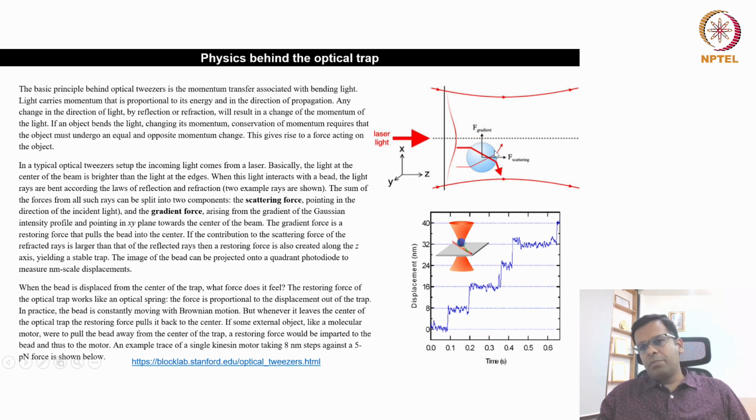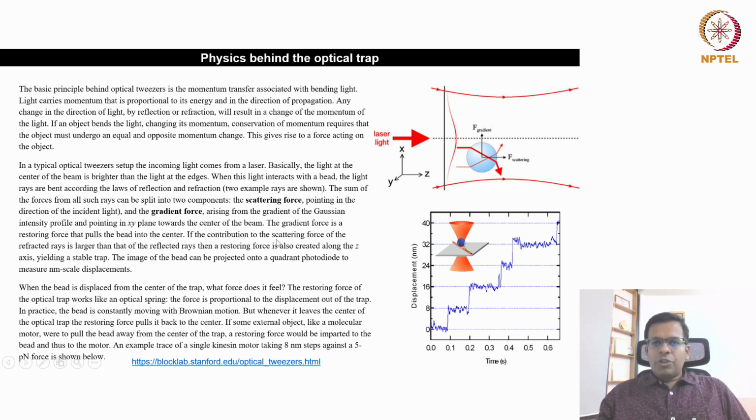Okay, so when you put this bead in the laser light path, two forces will be applied on the bead. One is this scattering force and the other one is the gradient force. The gradient force is the restoring force that pulls the bead into the center. So this gradient force is the restoring force. It will always try to pull this bead towards the center of the light beam.